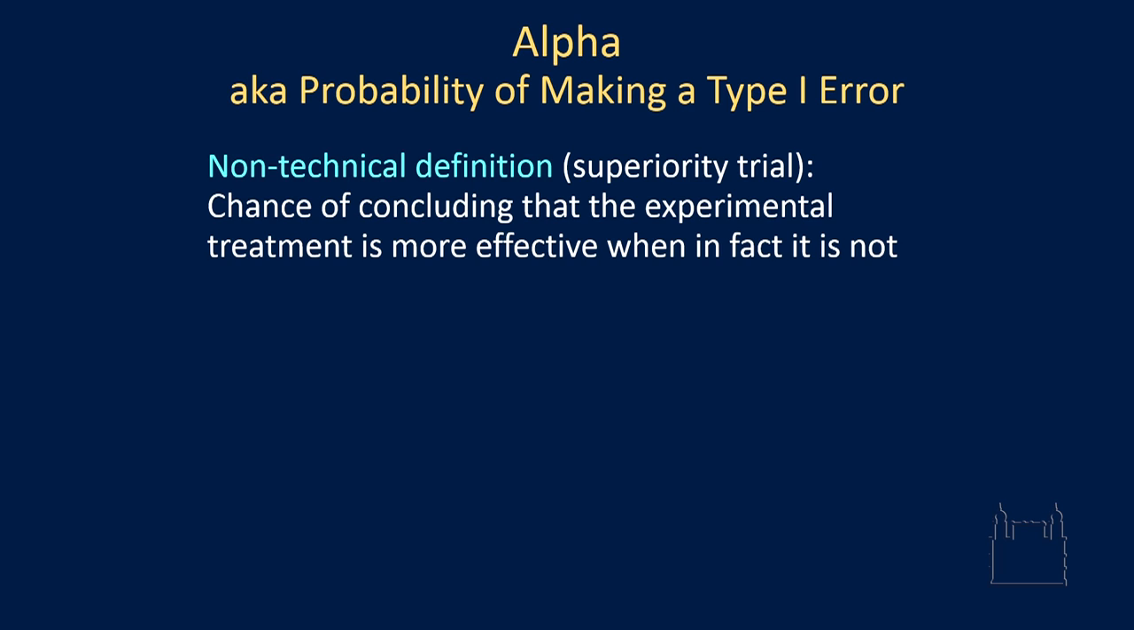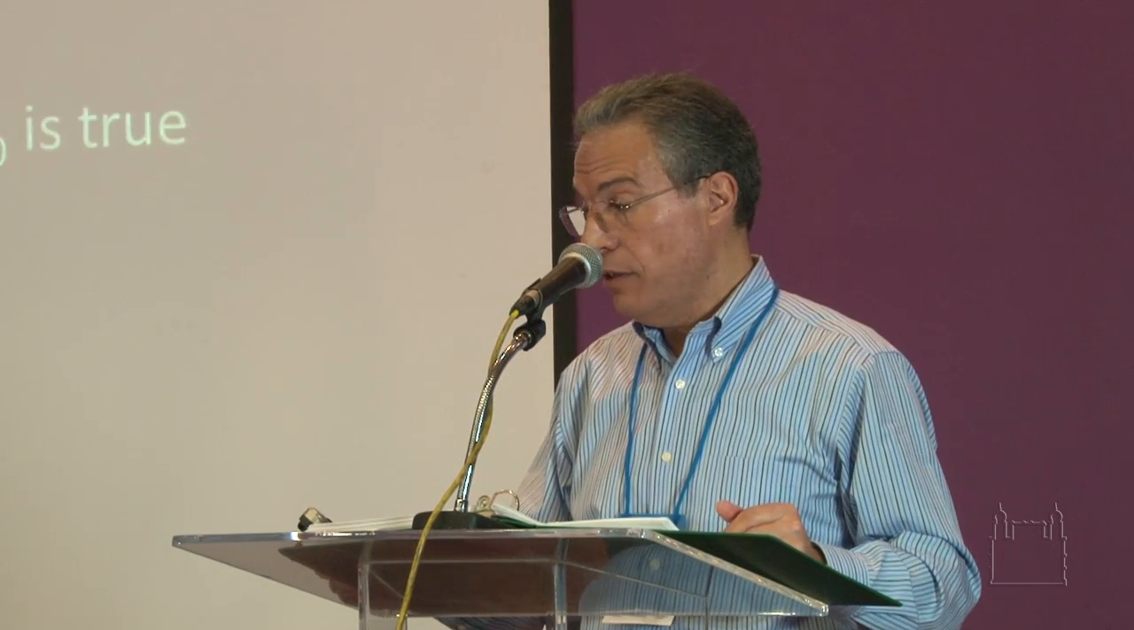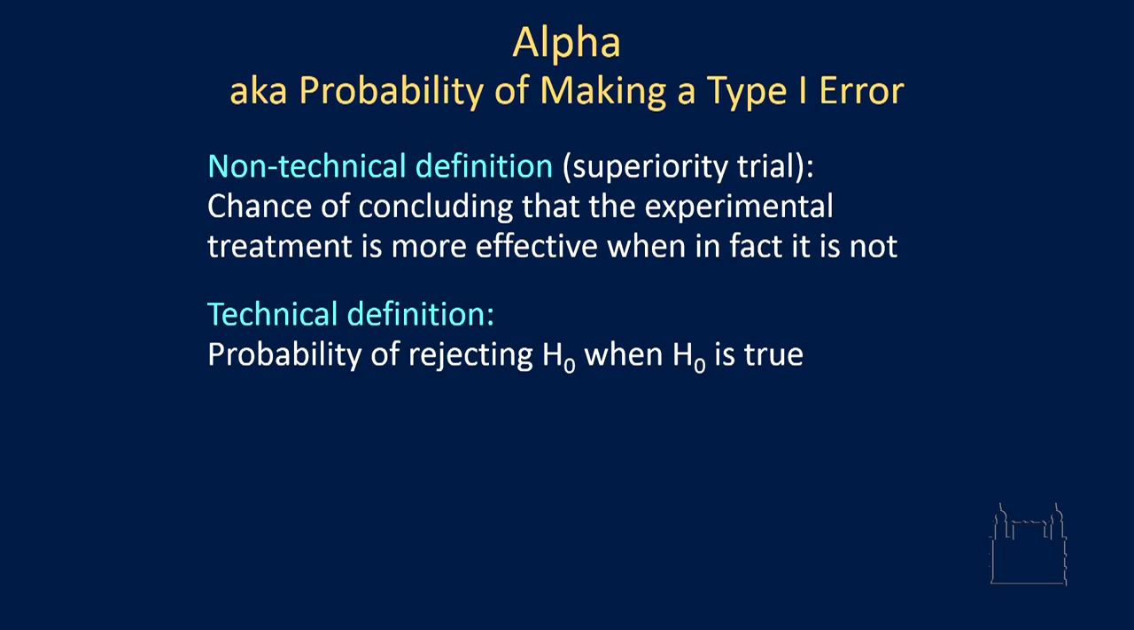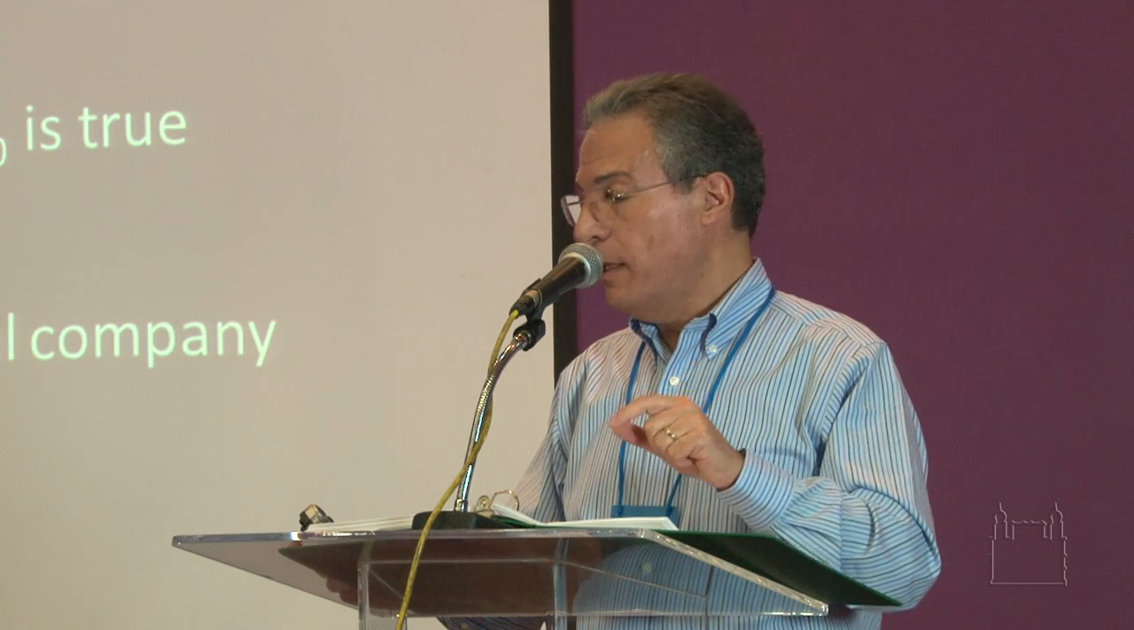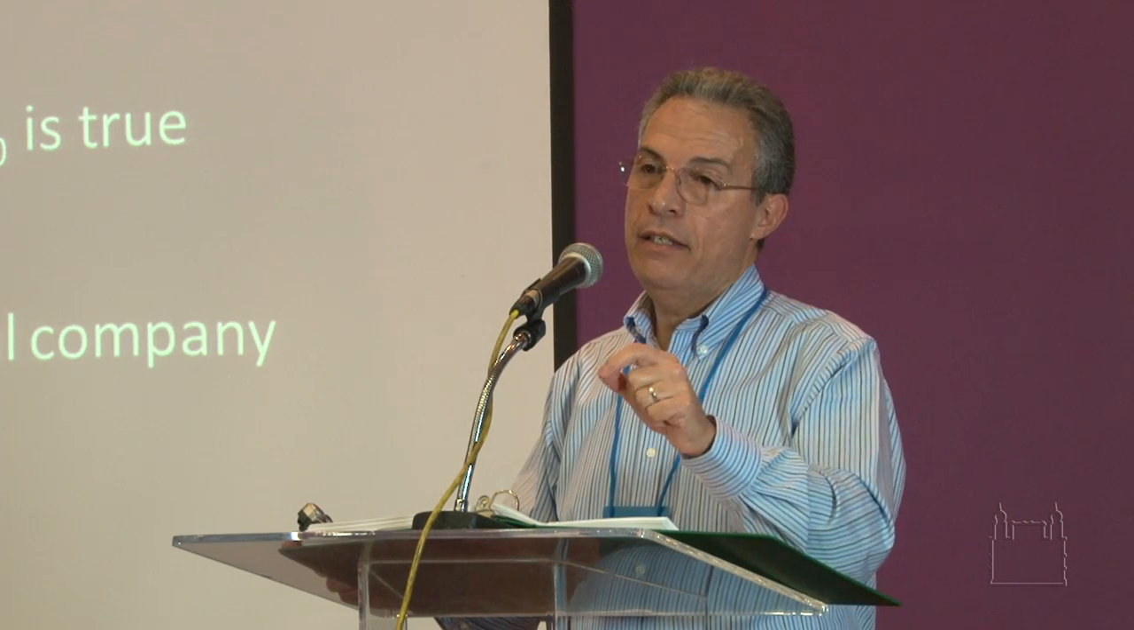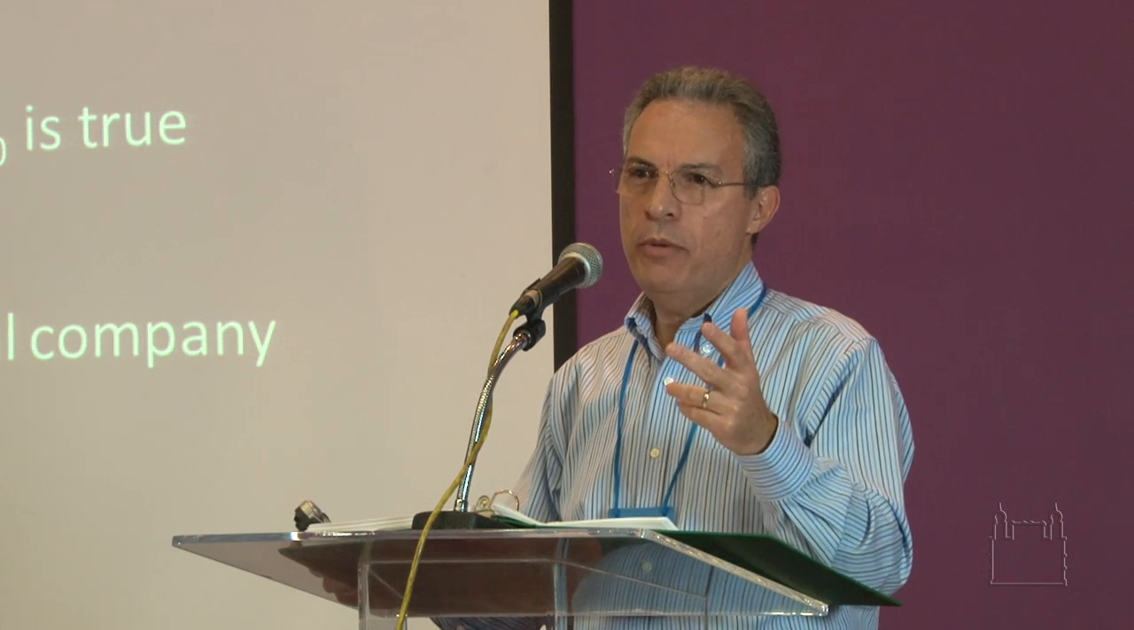In a non-technical definition, in a superiority trial, alpha is the chance of concluding that the experimental treatment is more effective than the control, when in fact it is not. If it is not, type 1 error is saying that there is a difference, when in fact there isn't. The technical definition, and that's where it gets yucky, is the probability of rejecting H0, the null hypothesis, when H0 is true. Fine. But what I want to talk about, which I think is interesting, and Laura Lee talked yesterday about, is which one is more important, alpha or beta?